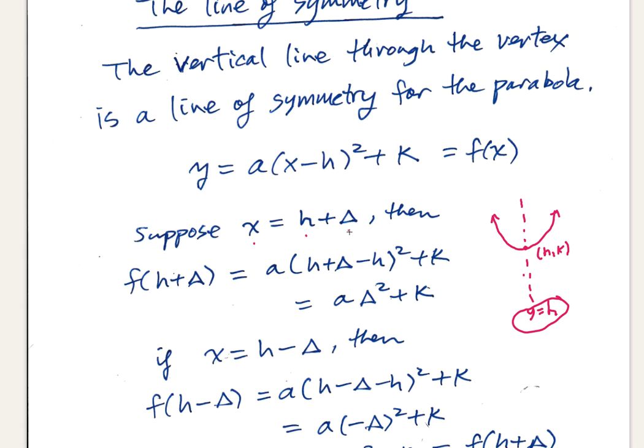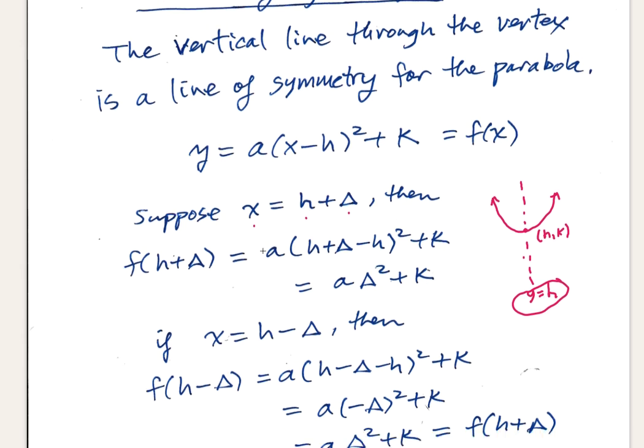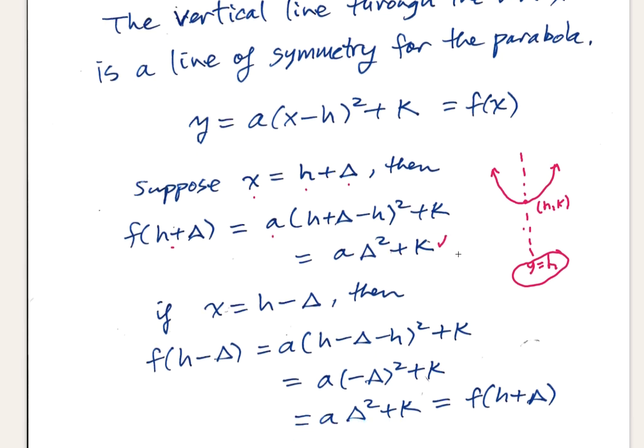Changes are often written by deltas. Some people might like to write delta x, a change in x, but I just wrote it as a single change, delta. I just gave it a name, the change, or the difference. x is h plus delta. Now, if I evaluate the function at h plus delta, I would have a times x minus h squared plus k. So that would be h plus delta minus h, then square the difference and add k. So that would be a delta squared plus k.